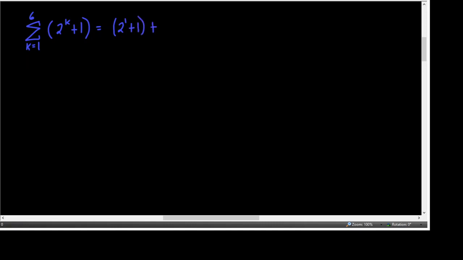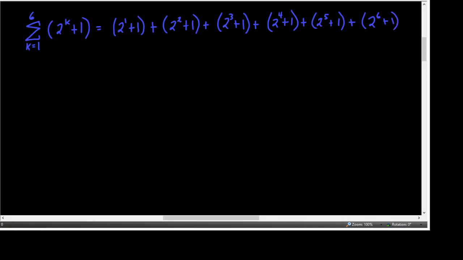Then add to that the substitution of 2 in for k. That'll be 2 squared plus 1. Then add to that the substitution of 3 in for k. We're not skipping any. We're going to use every number from 1 to 6 in order. So the next one we put in would be 4, then 5, and then once we put in 6, the number on top of sigma, that's our last substitution, and we're done.